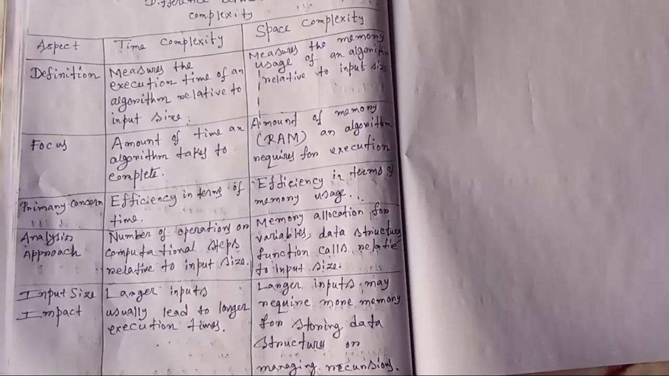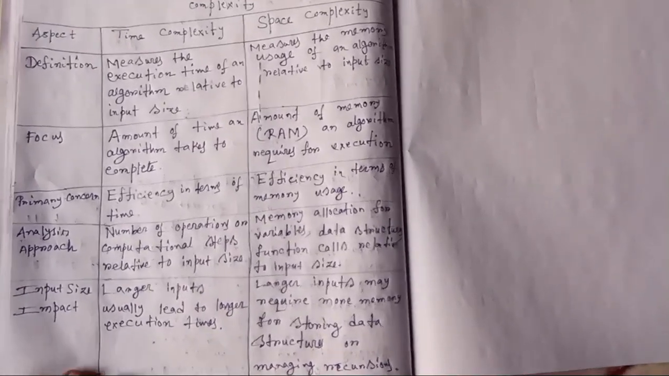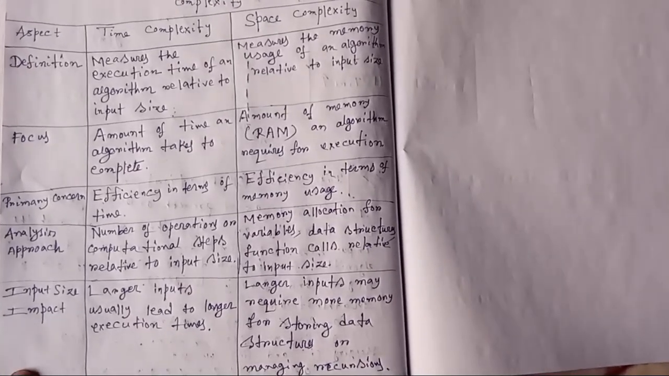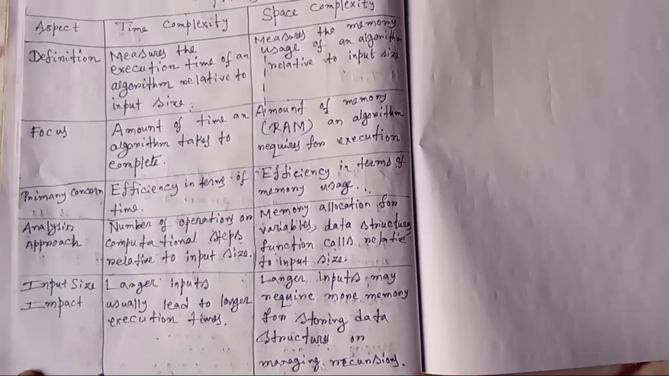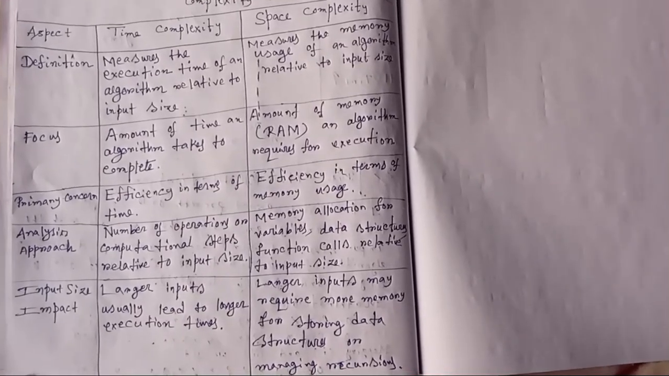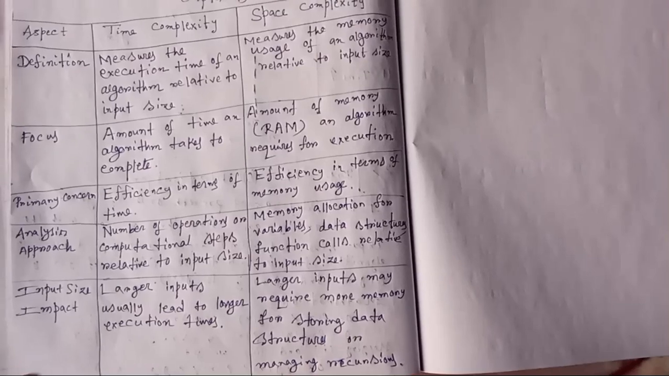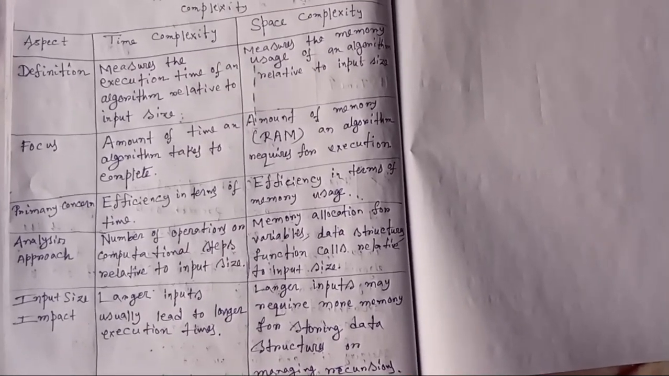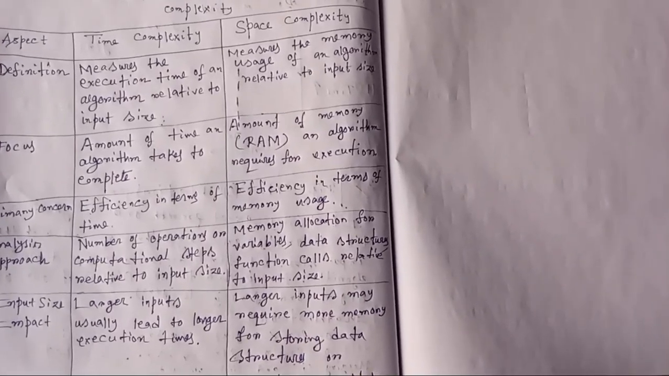Now the fourth aspect is analysis approach. Analysis approach of time complexity is the number of operations or computational steps relative to input size. So, how many steps are required to reach the output, or the number of operations or computational steps relative to input size. That is the analysis approach of time complexity for algorithms.